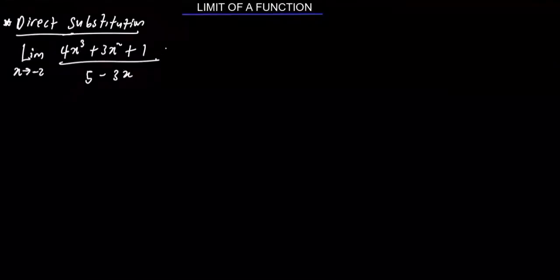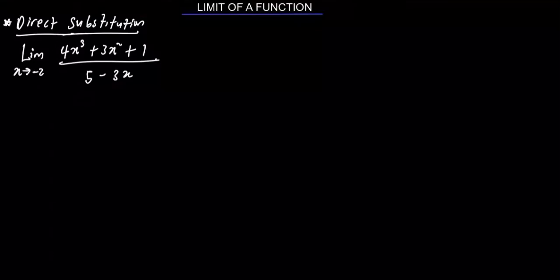So let's see. Now observe. If you are having something like this, the limit as x tends to minus 2 of (4x raised to the power 3 plus 3x squared plus 1) all over (5 minus 3x). We want to solve this by direct substitution. Direct substitution means that if you're asked to evaluate this limit, you are going to substitute the value you have here for x.